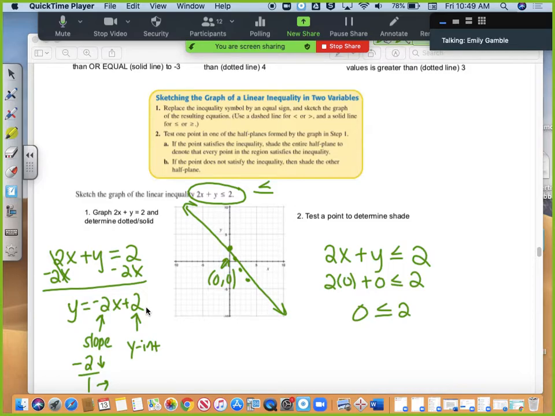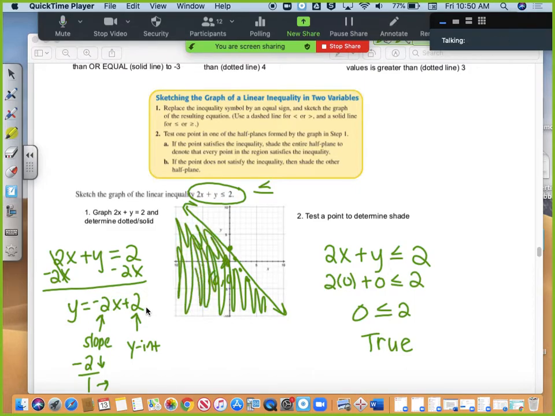If 0 is whatever compared to whatever number. 0 is less than or equal to 2. This is true. Because this is true, that means that every single point in the same region that 0, 0 is in is also a solution, which means the shaded region is everything underneath the line.